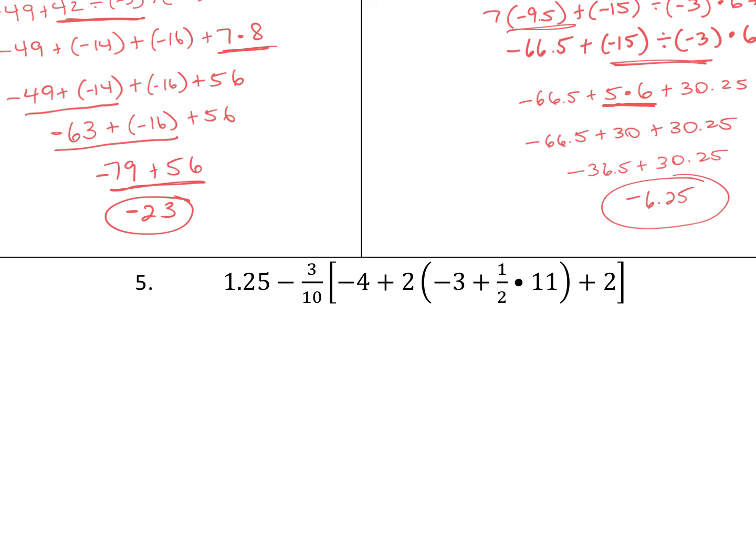Looking at these two fractions, right off the bat, I can quickly write these two fractions as decimals. They're really easy, especially 1/2. So I'm going to go ahead and do that, and then also I'm going to make sure I change my subtraction to addition. So 3/10 as a decimal is literally just 0.3. So I'm going to write this as 1.25 plus negative 0.3. And then I have my brackets. 1/2 as a decimal is 0.5.